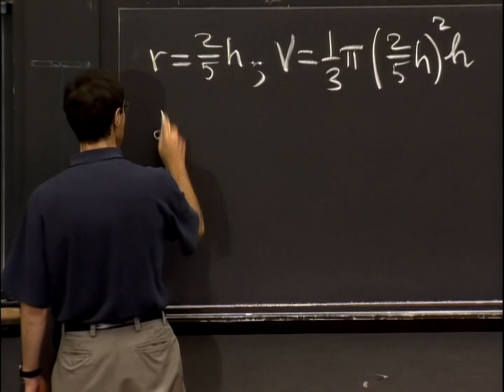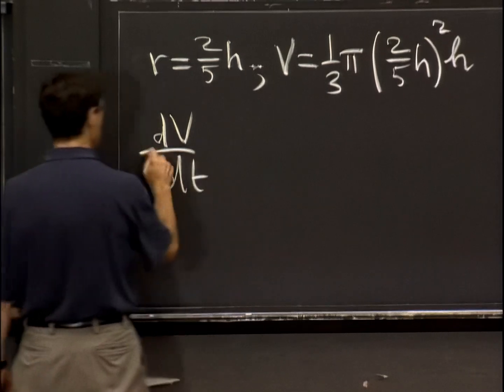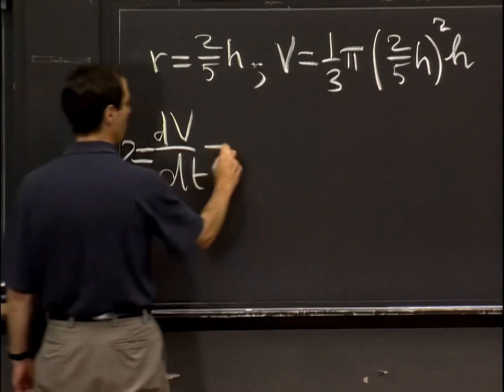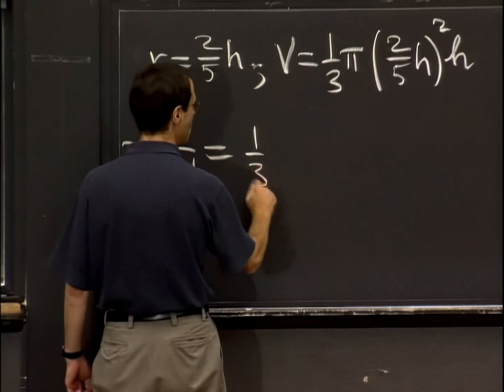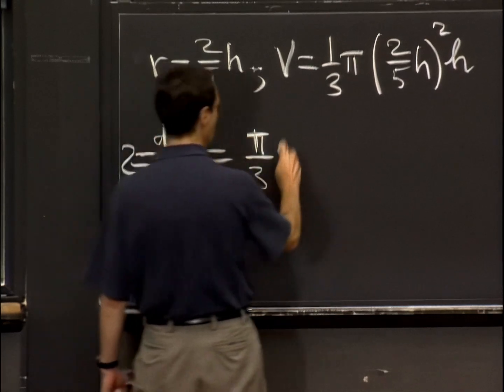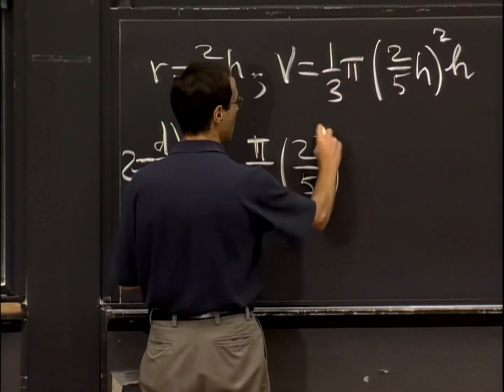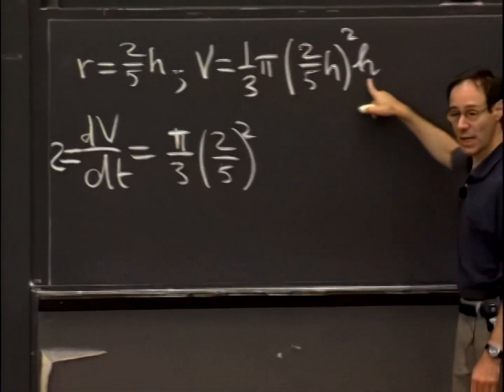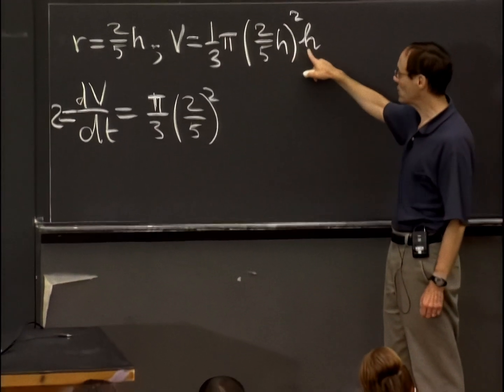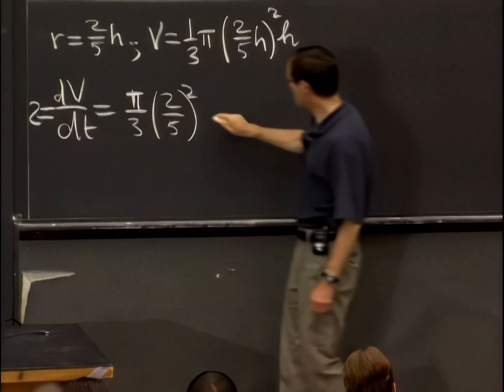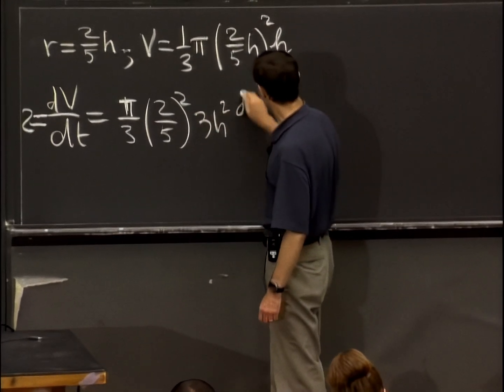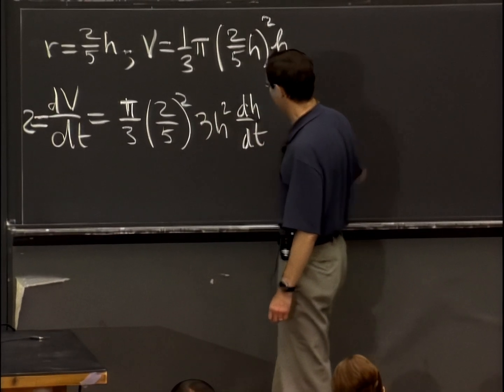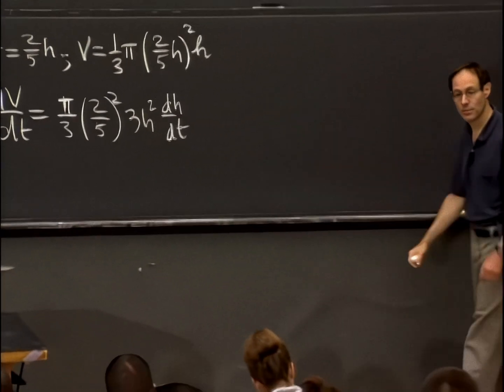So this is dv dt, which of course is 2, is equal to, and if I differentiate it, I just get this constant, pi over 3, this other constant, 2/5 squared, and then I have to differentiate h cubed, right? H squared times h. So that's 3h squared times dh dt. All right, that's the chain rule.